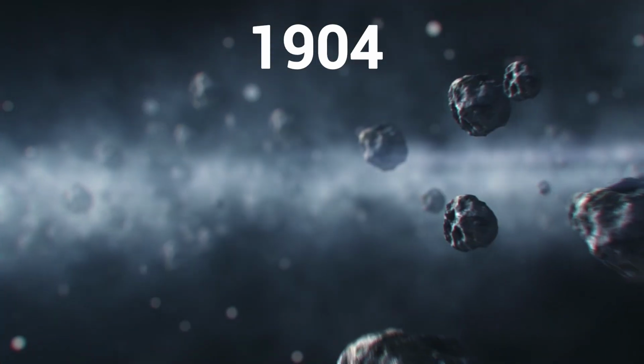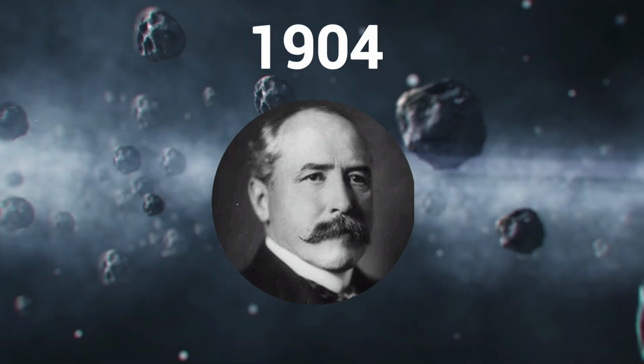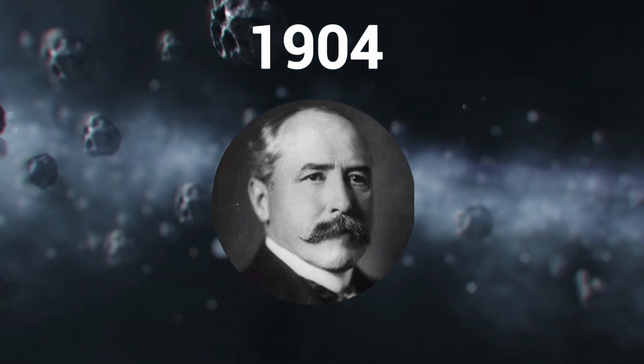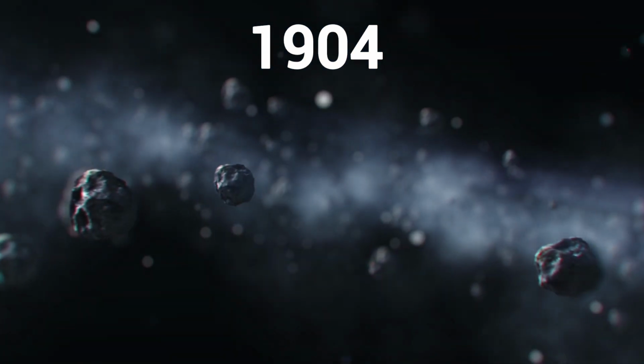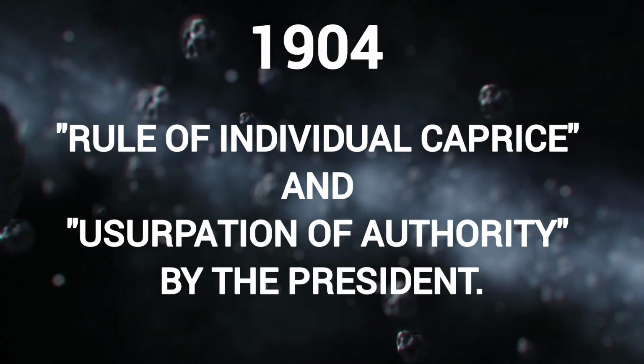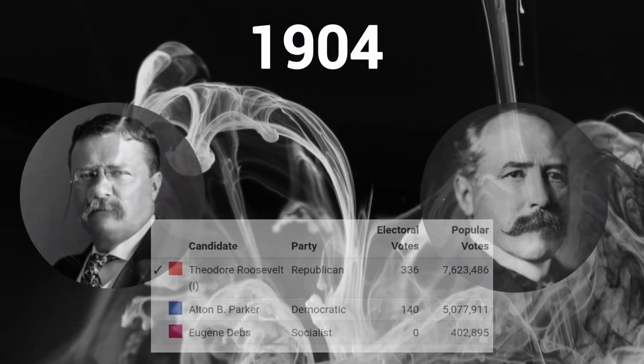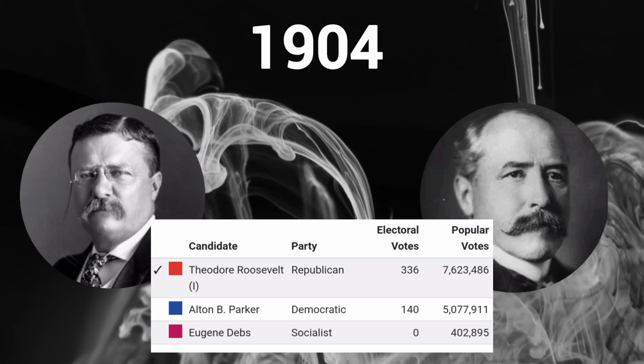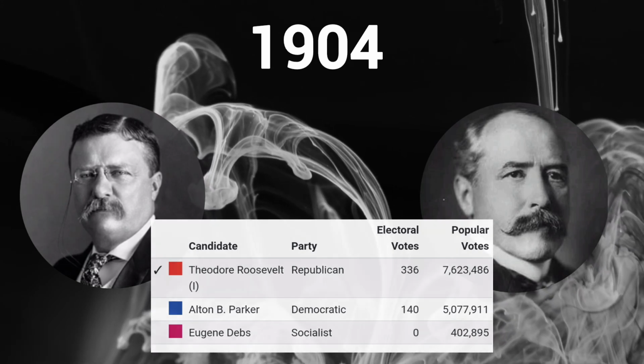The nominee of the Democratic Party was Alton B. Parker, Chief Judge of the New York Court of Appeals, who appealed for an end to what he called the rule of individual caprice and usurpation of authority by the president. Theodore Roosevelt easily won a term of his own, thus becoming the first accidental president to do so.